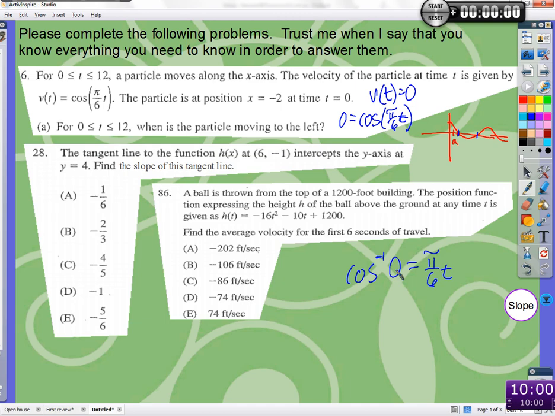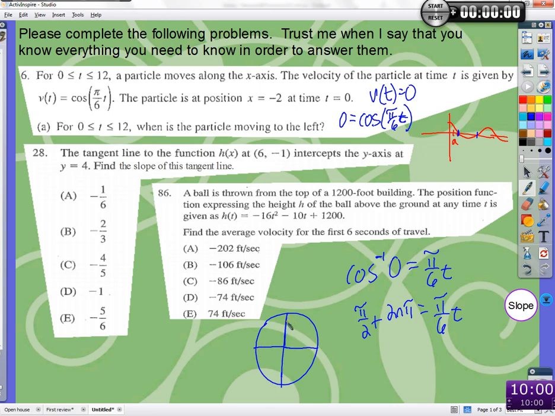Okay, so let's call it pi over 2 plus... you can start at pi over 2 and come down to 3 pi over 2. Pi over 2, 3 pi over 2, on and on we go. So we could say plus 2 pi, right? Is equal to pi over 6 t. Wait, where did we put the 2 in?